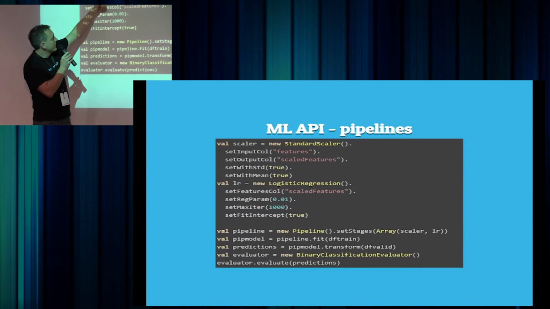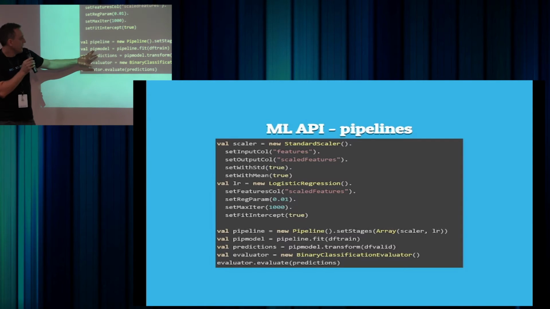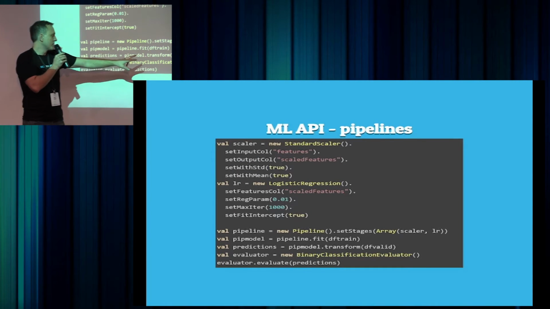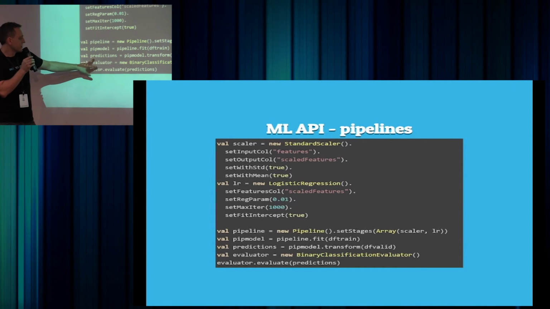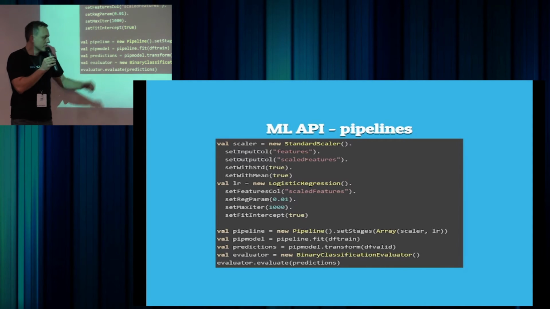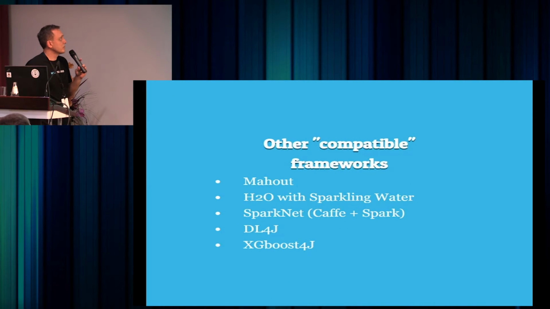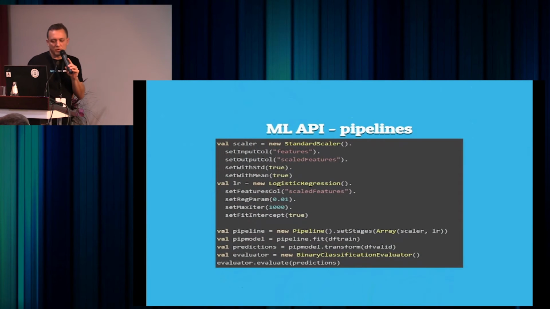You fit both of these estimators to produce a pipeline model, which contains both of the models together, or both of the transformers in ML terms. And then you use the transformer to transform the validation data. You get your predictions, and then evaluate using the evaluator as before. So I decided not to do the demo here, because it's always complicated.